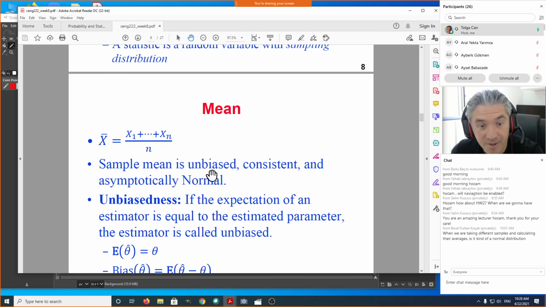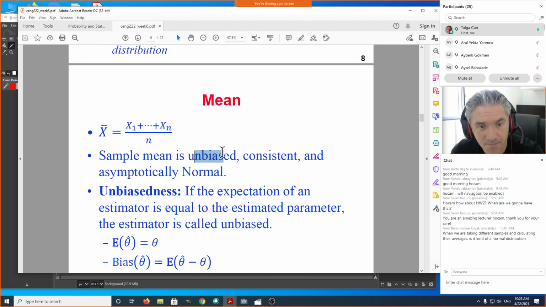So the sample mean is unbiased. Look at these terms. Being unbiased, what does it mean? Being consistent and asymptotically normal. Asymptotically normal comes from the central limit theorem. As n gets larger, the distribution of x bar is going to be normal. If you set n to some number and look at the distribution of this x bar, you're going to see that it's normally distributed.